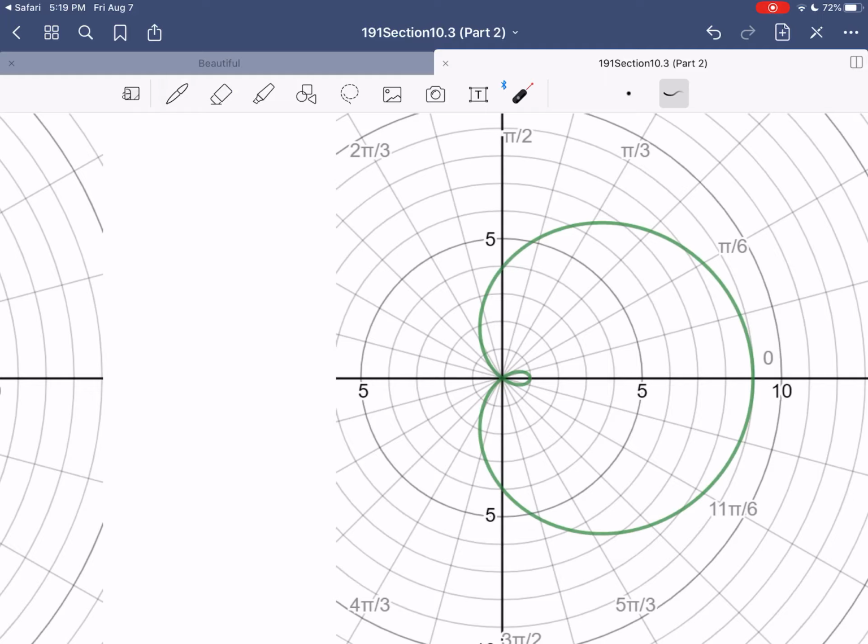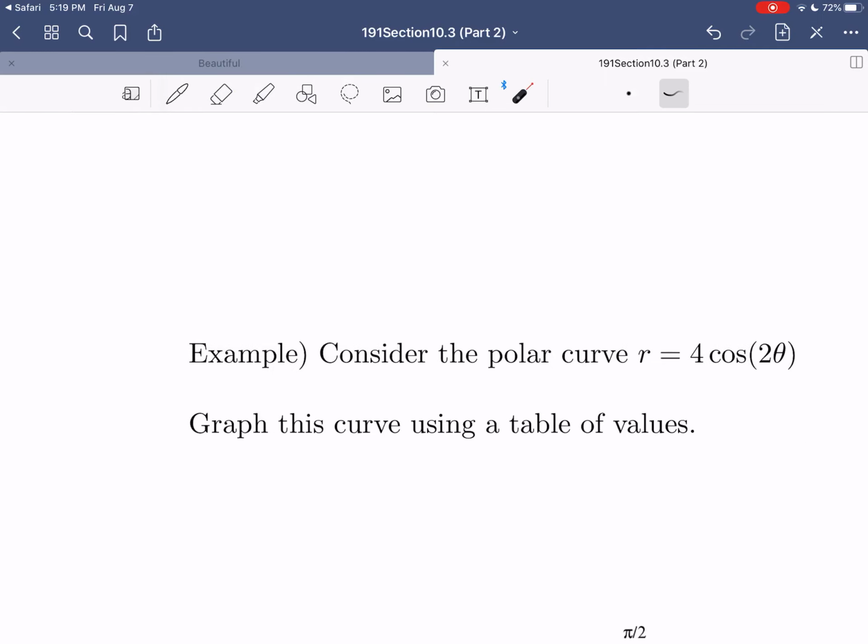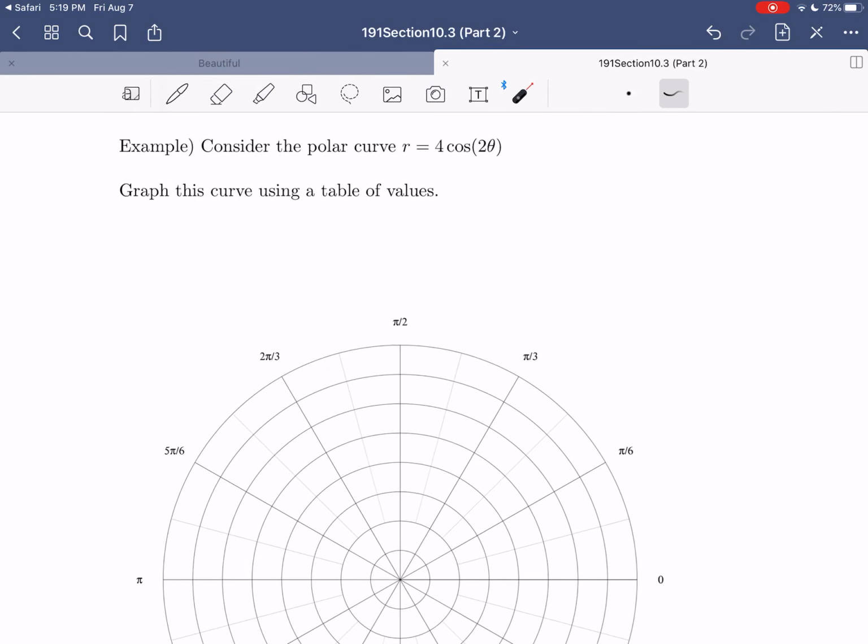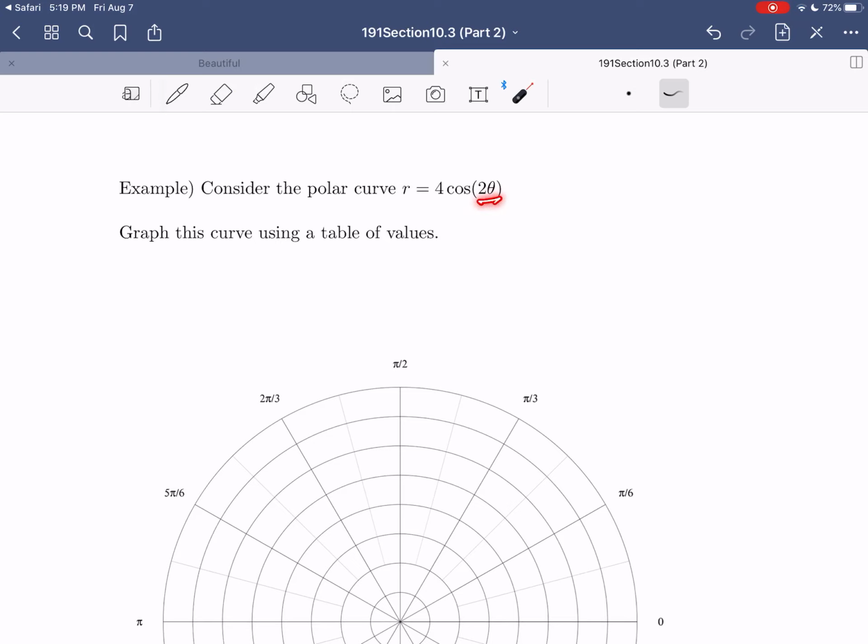For now, though, we've got one more family of curves to look at. We're going to consider our first polar curve that has a different argument than theta. All the other ones have always had an argument of theta. Now we're going to have an argument of 2 theta. Remember, that means the period is cut in half. So to be careful, instead of going by pi over 4, we might go by pi over 8, so that we get more information since this thing is running twice as fast.